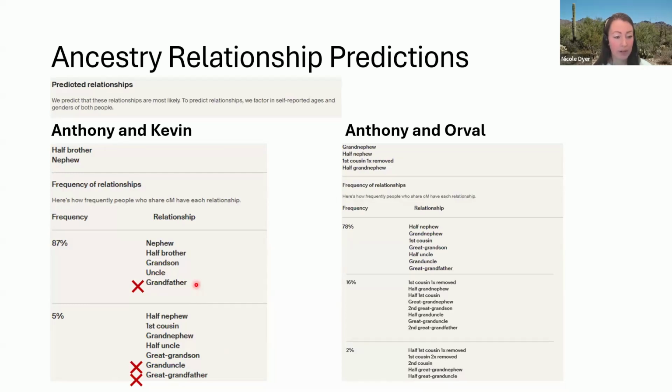So he wouldn't have been able to take a DNA test if he was his grandfather, because he died much before DNA testing began. There's a much higher chance that these are the relationships and then a lower chance that these are the relationships. And so this is really helpful. And then between Anthony and Orville, there's a lot of other possible relationships. So since there are fewer of these, we'll focus on Anthony and Kevin.